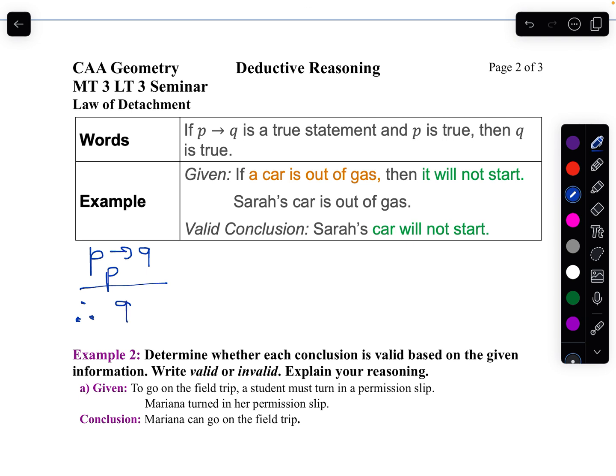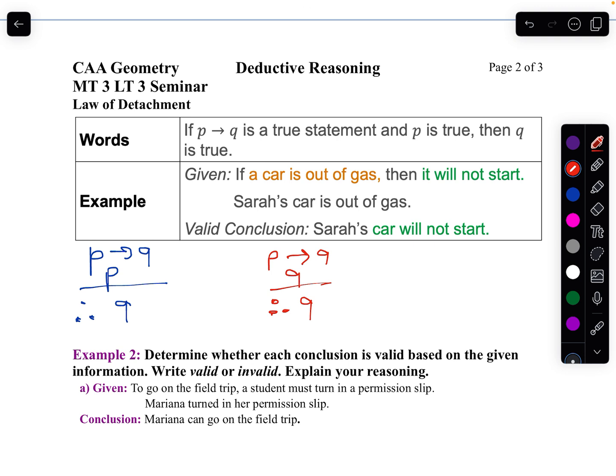An example: if the car is out of gas, it's not going to start. Sarah's car is out of gas, so what's going to happen? It's not going to start. Now be careful. It does not work backwards. If P implies Q and Q happens, the only thing I know is Q happened.